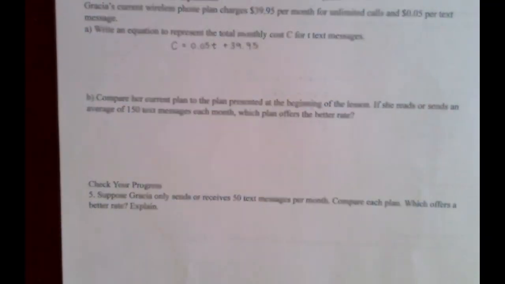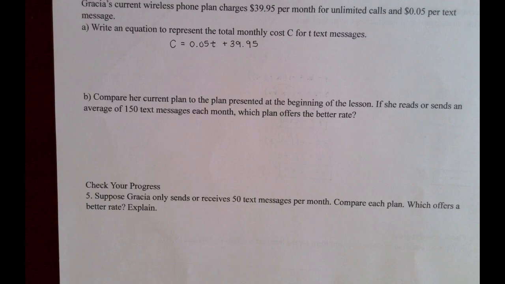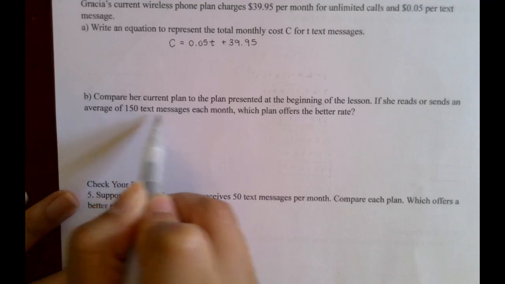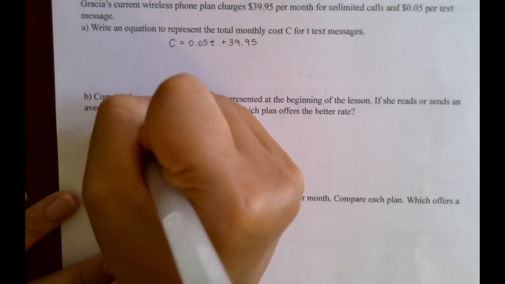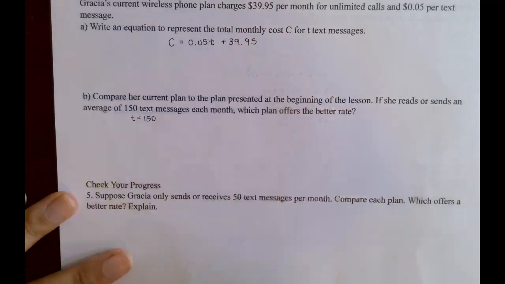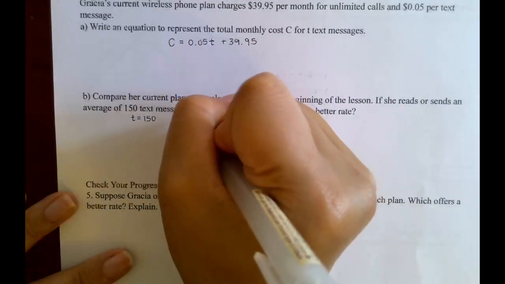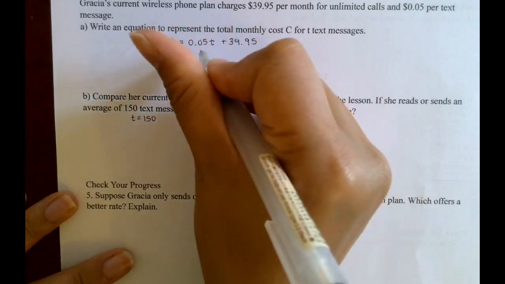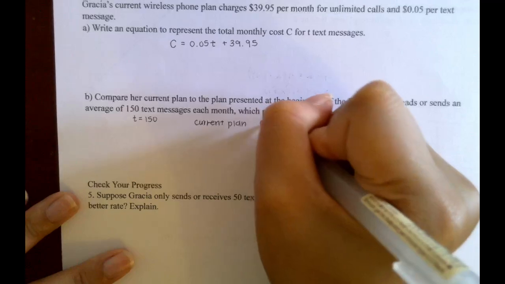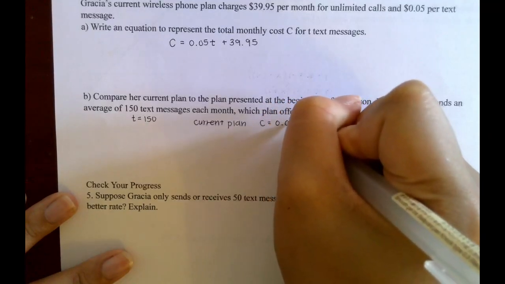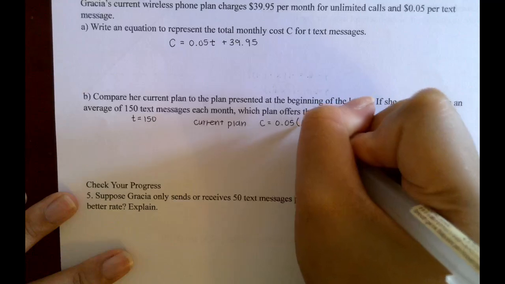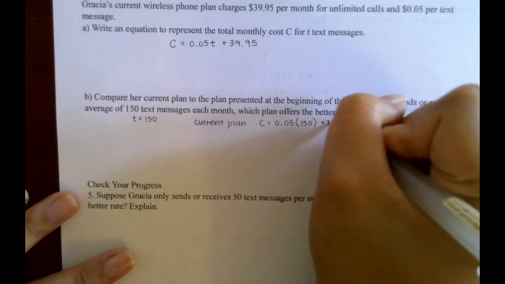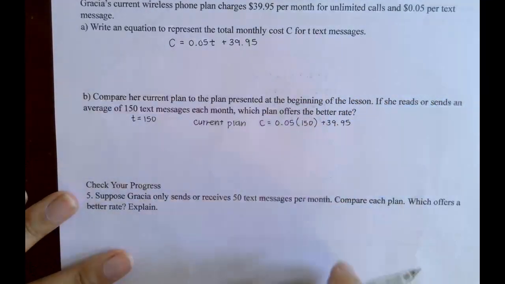Okay, so what we're going to do is compare her current plan with the alternate plan. This time we know that she's going to send 150 text messages, so T equals 150. So her current plan, which we just have up here, the cost is 0.05T. We know she's sending 150 text messages, so that's 0.05 times 150 plus 39.95.